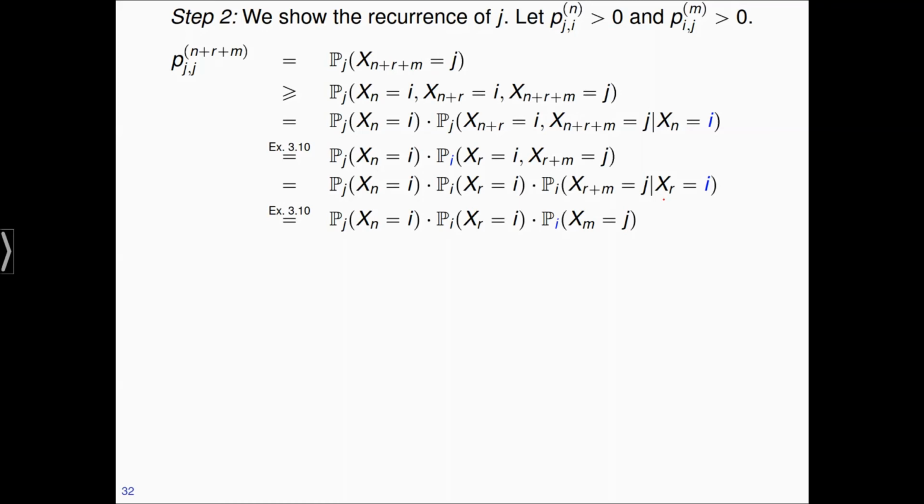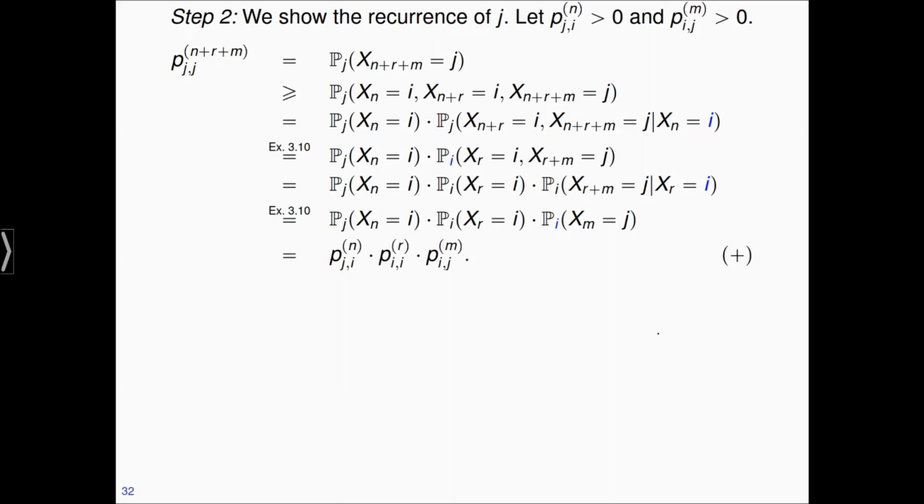And then again, I'm going to use exercise 3.10, which says that whatever is your initial condition, you can forget about this initial condition or initial distribution. If at time r you want to start from i and you want to do something after r, it's the same as starting at 0 at i, which is here, and then subtracting the r from the time indices after the start of the Markov chain. So this is again exercise 3.10.